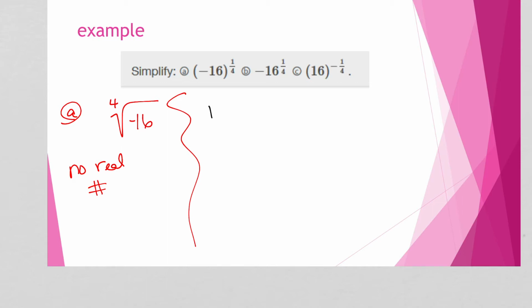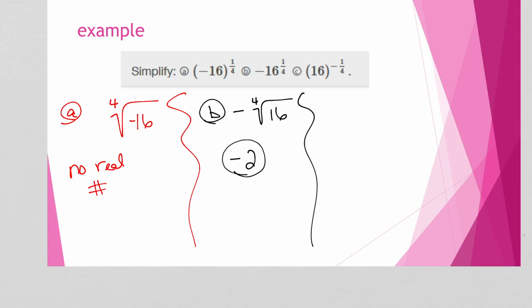All right, on B, notice that the negative is not in a parenthesis this time, so that means it's going to sit out front, and we want the 4th root of 16. But we want the negative of that, okay? So this would be negative 2. All right, let's look at C. So notice that the negative sign is up in the exponent this time. So this would be 1 over the 4th root of 16. And so that would be 1 over 2.